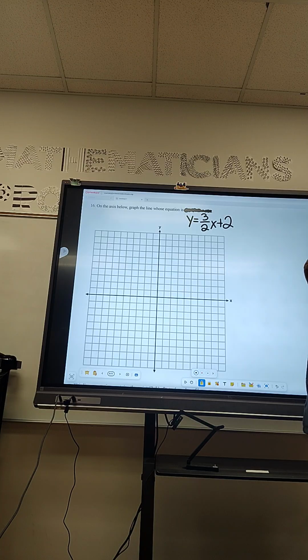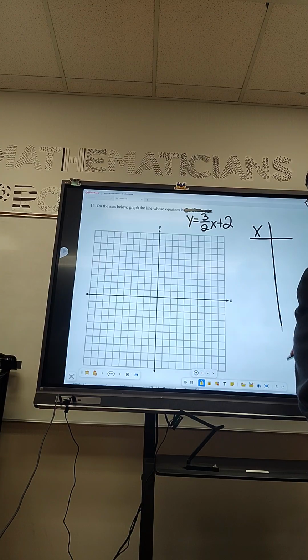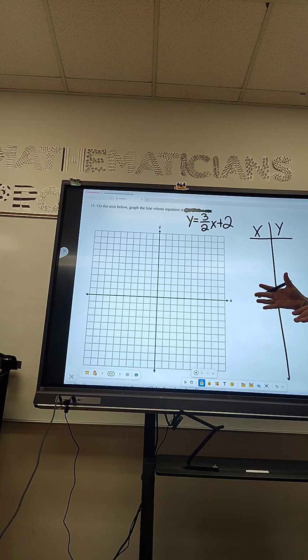And when we have it in this y equals form, we can actually type this into our calculator. And in the calculator, we can create the table. Now this table is where all of the points come from to create a line. So an example of a few of these points would be like, let's see here, 0 and 2, -2 and 5. No, I'm wrong.